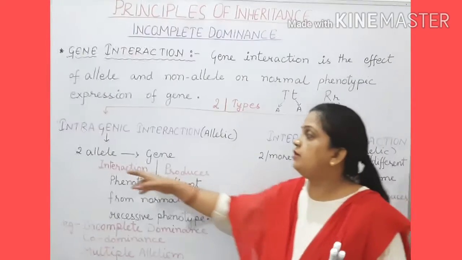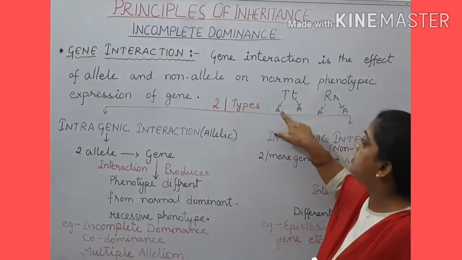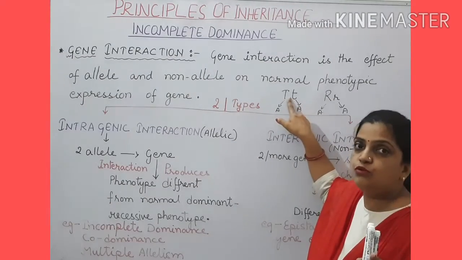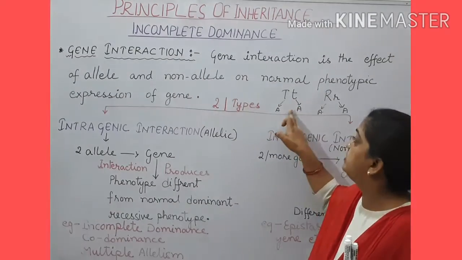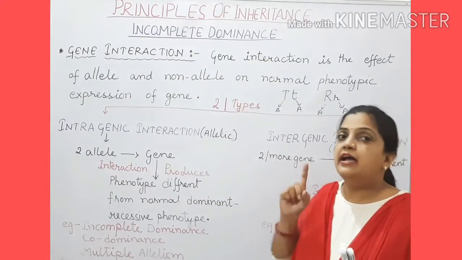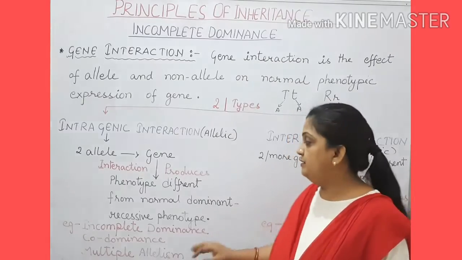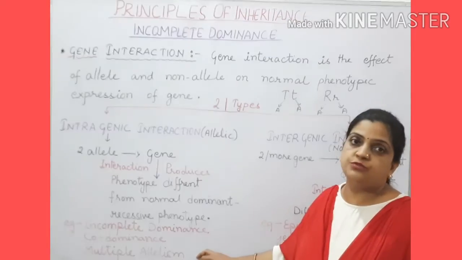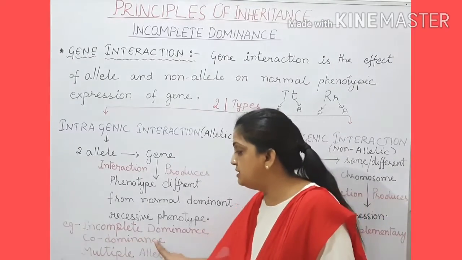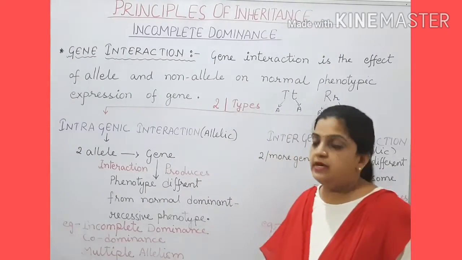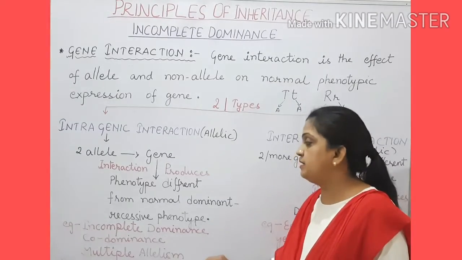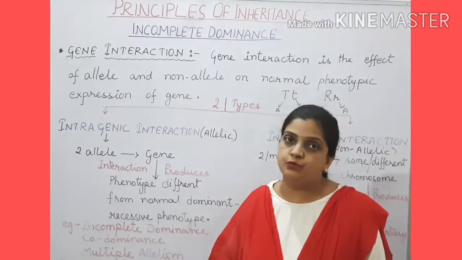So here, when these two alleles present on a gene of the same chromosome interact with each other, they produce some different result in the F1 generation. The examples we are going to study here are incomplete dominance, codominance, and multiple allelism. And I am going to follow all these things completely from your NCERT book.